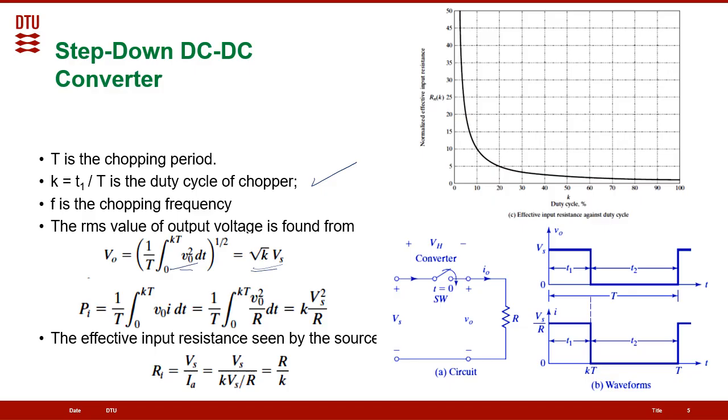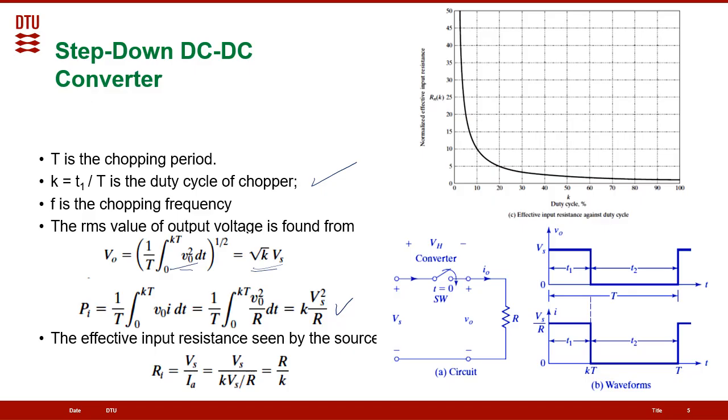In the same way, we can find an expression for the input power. The input power will equal the input voltage times the current, or we can say it's equal to VO square over R. And as we can see, we have K in the same expression. So the input power, or the power transferred to R, also depends on K.